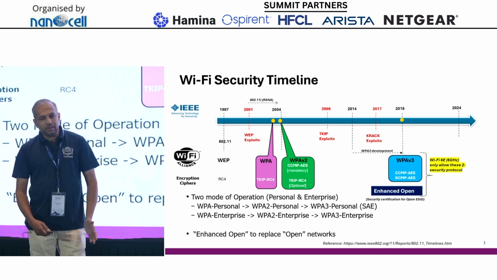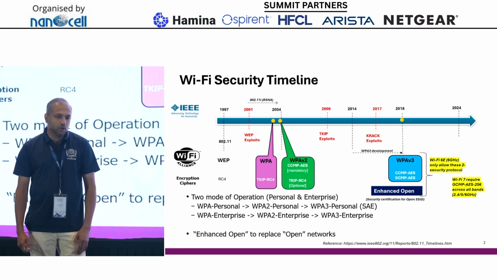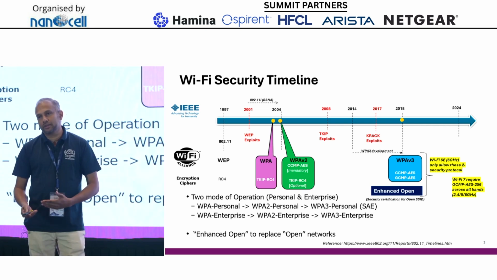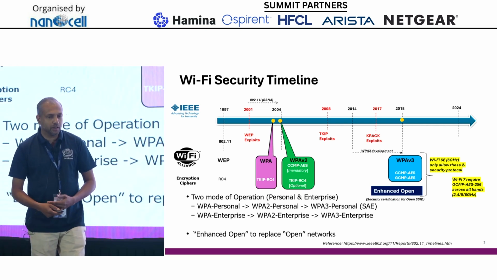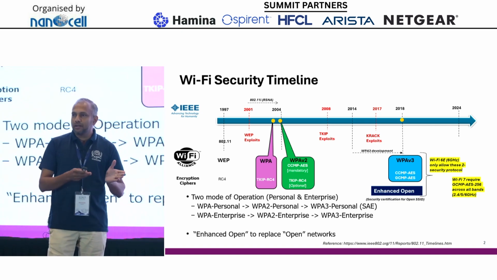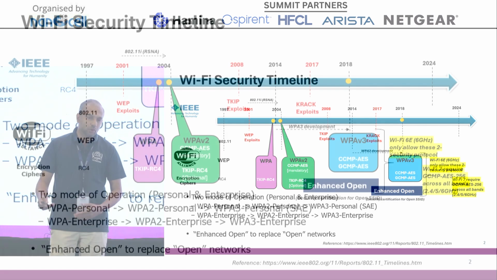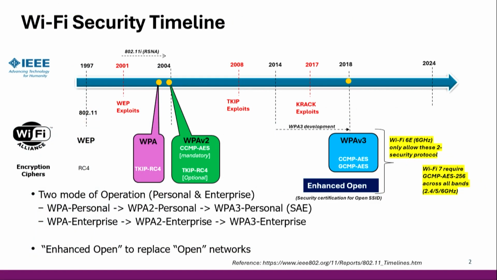And then when Wi-Fi 7 came, they further tightened that security. That means you have to support GCMP-256, which is the highest security you can get today. Now with the multi-link operation feature, it has to be supported across all the bands, not only the 6 gigahertz band, but also 2.4 and 5 gigahertz. So keep that in mind.